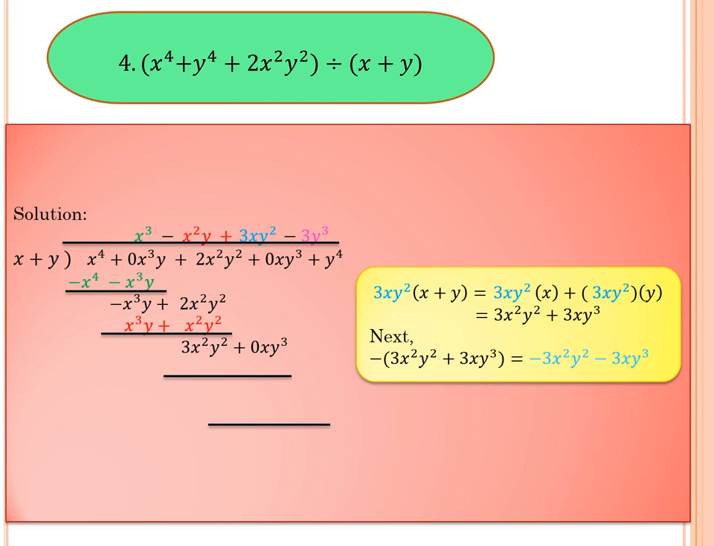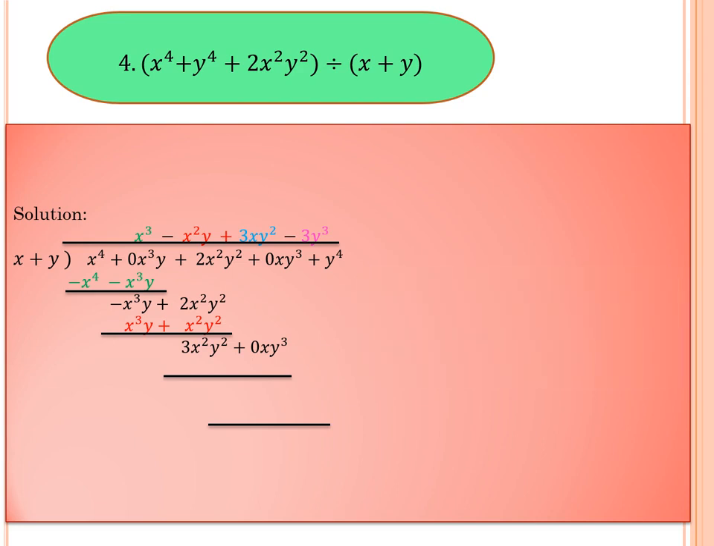3xy squared times x plus y will give us 3x squared y squared plus 3xy cubed. So, again, i-change na naman natin ulit na sign ito. Product na nakuha natin. So, from 3x squared y squared, we will have negative 3x squared y squared. Tapos, from positive 3xy to the power of 3, we will have negative 3xy cubed. Okay? So, we have that one. Now, adding these two, we will get this one. This would be our new dividend again.